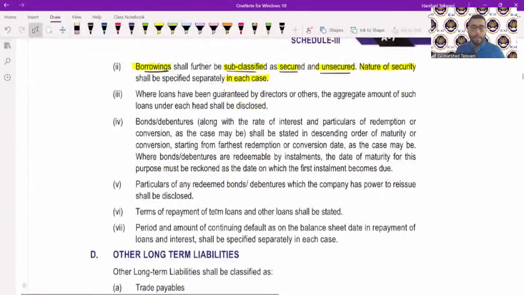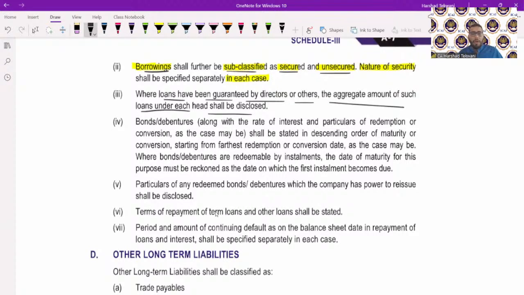Okay. Then you need to provide details on whether the loans have been guaranteed by directors or others, and the aggregate amount of such loans under each head. Then for bonds and debentures, you are required to provide the rate of interest and particulars of redemption or conversion, stated in descending order of maturity, or starting from the first date of redemption or conversion, as the case may be.